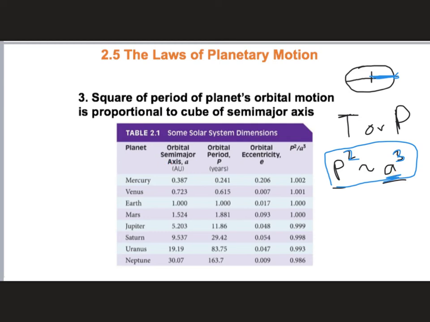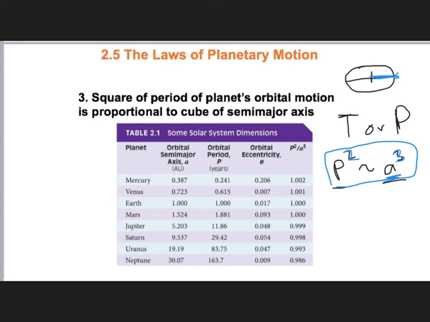and you have a common set of units, and you divide them, what you end up with is 1. This is 1.002, that's basically 1. 1.001, that's basically 1. Even down here, 0.999, if you round that up, that's basically 1. All of these are basically 1. And so that's a way of understanding distances.